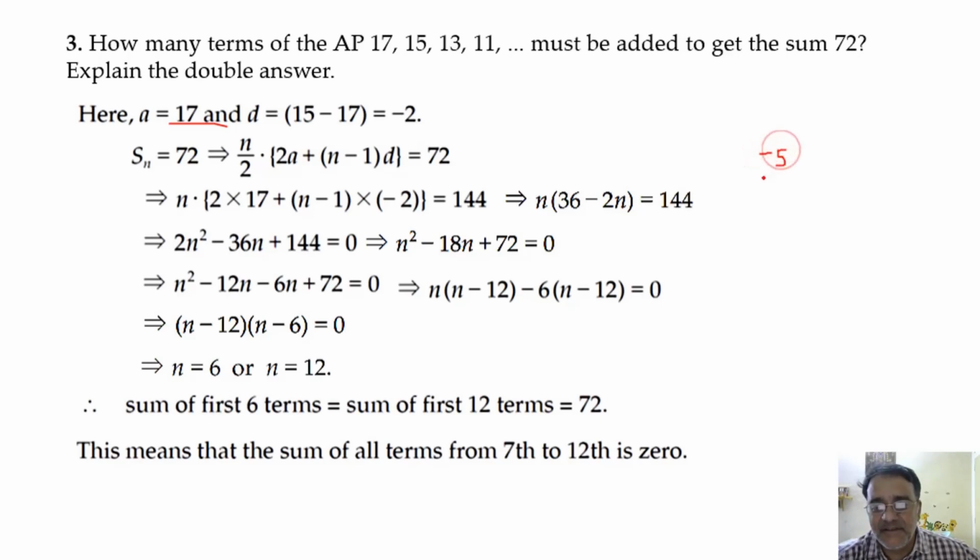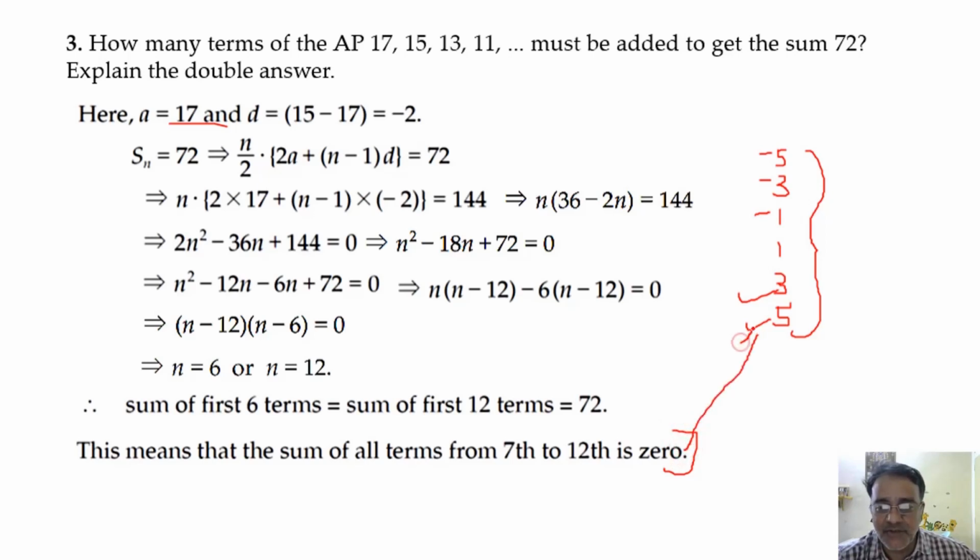Minus 5. Then the 11th term is minus 3, then minus 1, then 1, then 3, then 5. So these are the last 6 terms, the 7th, 8th, 9th, 10th, 11th and 12th terms. What is the sum of all these 6 terms? 0. Okay, understood? If you want, you can write it in a sentence statement. Otherwise, you can show it in this way also.